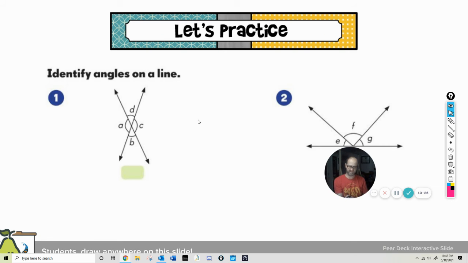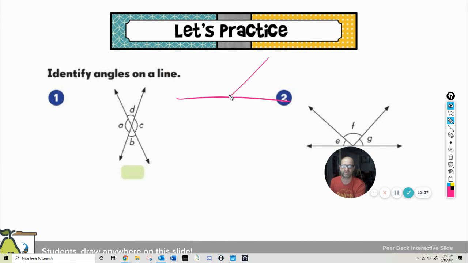Well, this isn't very clearly... Oh, identify angles on a line. I get it. So which angles together sit on a line? Well, A and D sit on a line together. D and C sit on a line together. C and B sit on a line together, and B and A sit on a line together. B and D do not, A and C do not. 2, it's simply EFG, right? Right.